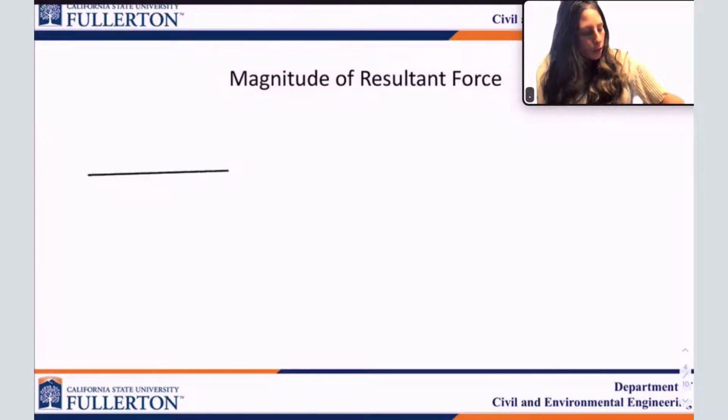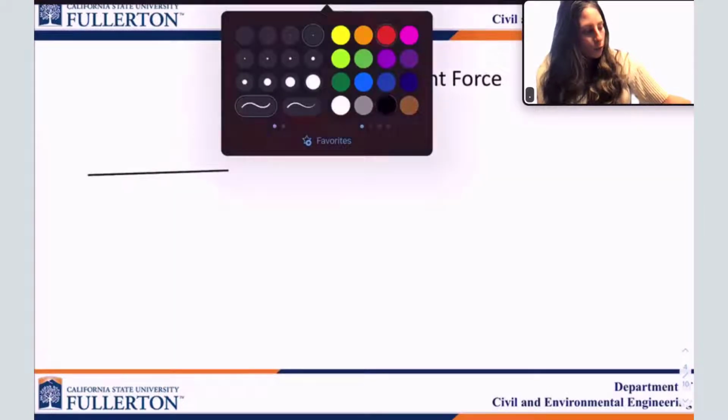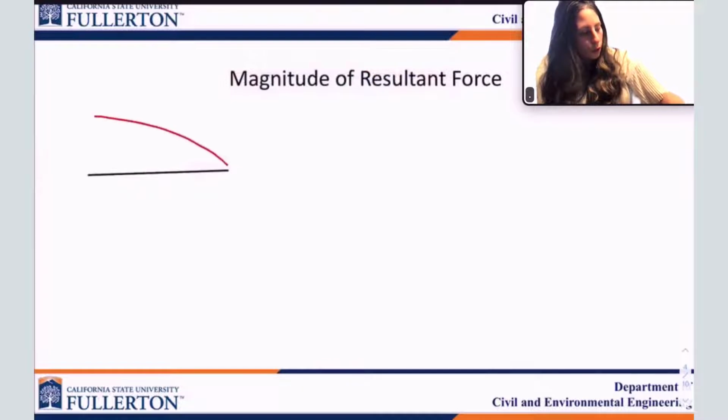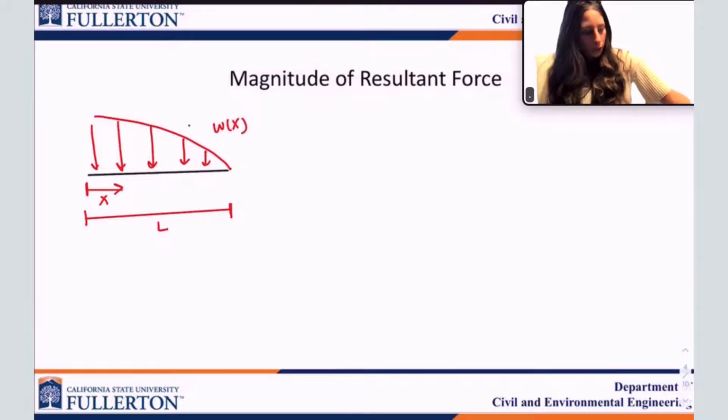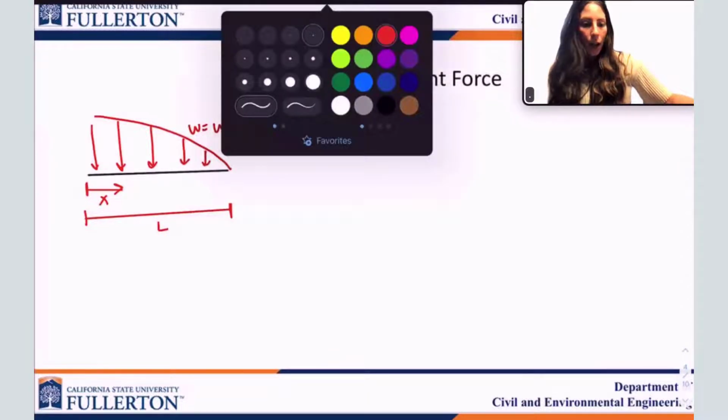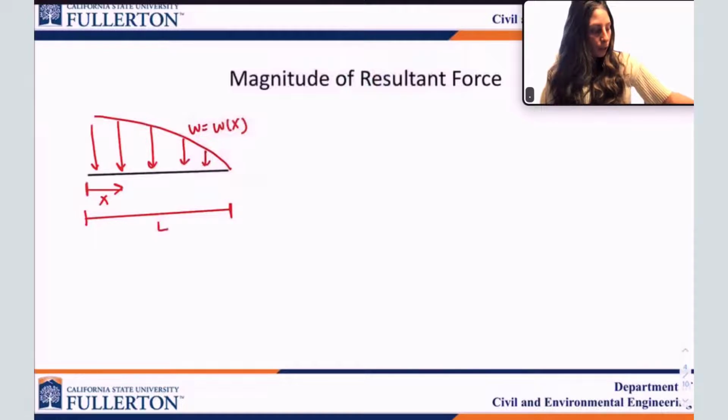Let's start with drawing a type of beam, and we're going to draw some general loading that varies along X. Let's say X is measured from this initial starting point. Let's say the entire length of the element is L. I'm going to call this W of X. It's basically W, the distributed load, but it varies along the length of the element, so I'm going to call it W(x), okay? And I'm going to draw a corresponding element here that signifies what the resultant force is.